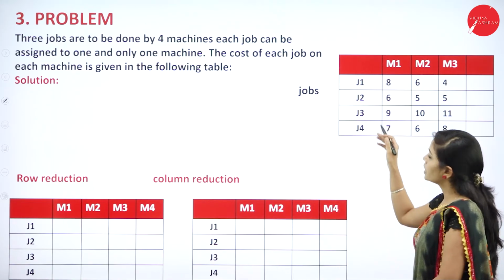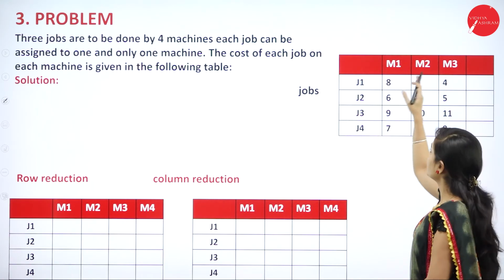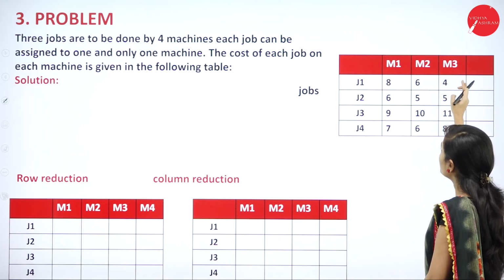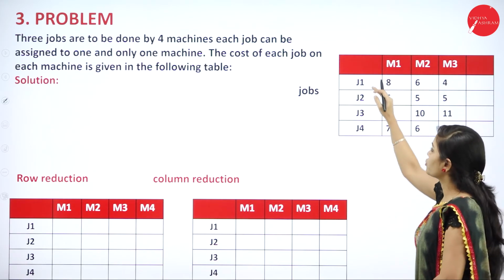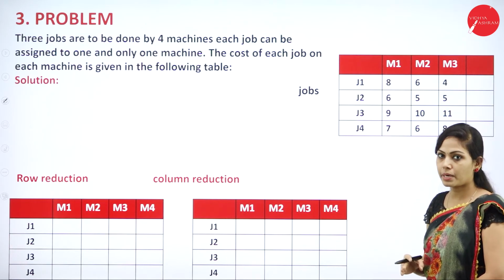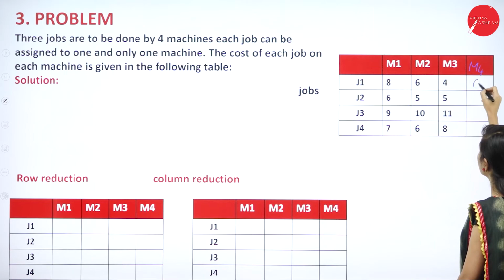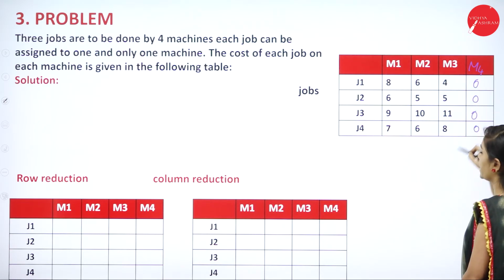So here, you just observe this table. This is your given table. We have jobs and machines. So columns are only 3, but rows, we have 4. So is it balanced? No, it is not a balanced problem. So now I will add one more column with 0 matrix. So I will make it balanced.